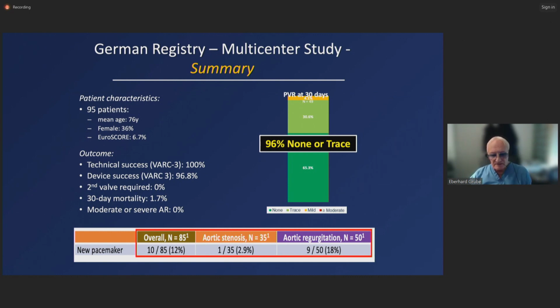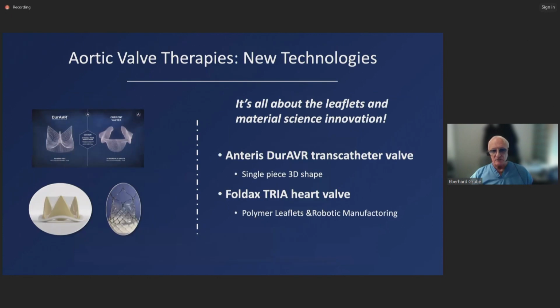If you look at the lower part, the new pacemaker rate is something that we're learning. In the aortic stenosis patients, we see very low pacemaker rates in the low single-digit numbers, and as we increase the patient numbers, the low pacemaker rate remains the same. In the patients with aortic regurgitation, we are still learning, and even there, the pacemaker rate is coming down from initially 18%, now with less oversizing, to high single-digit numbers. I think as we get more experience with this valve, even that number will come down.